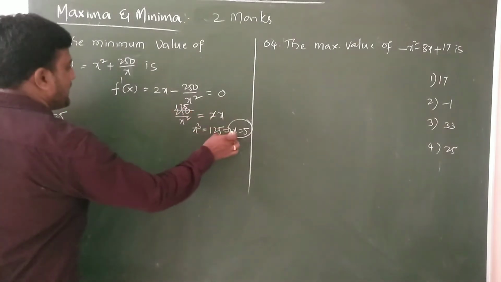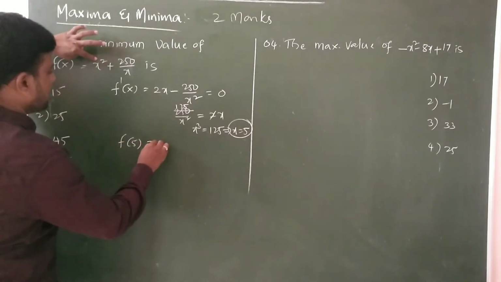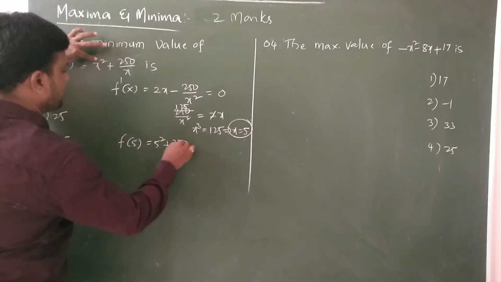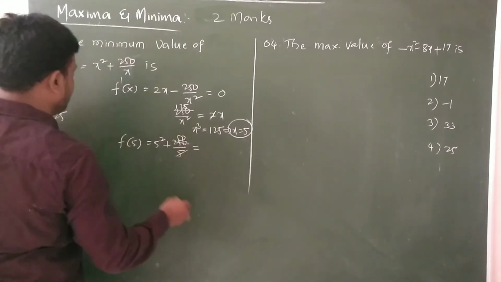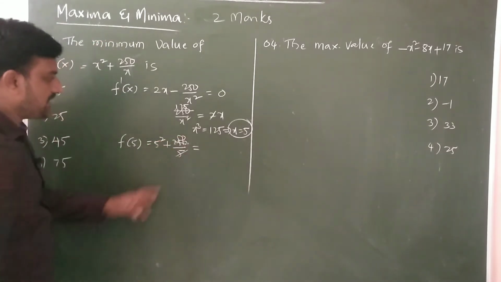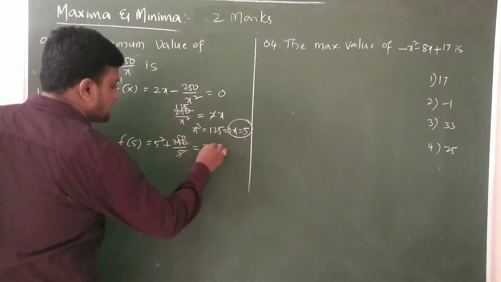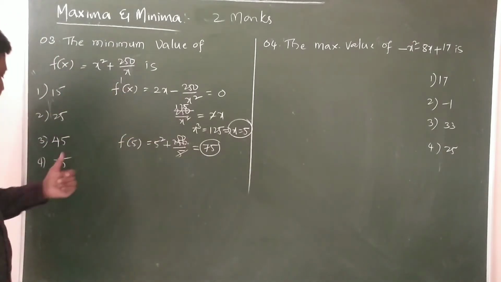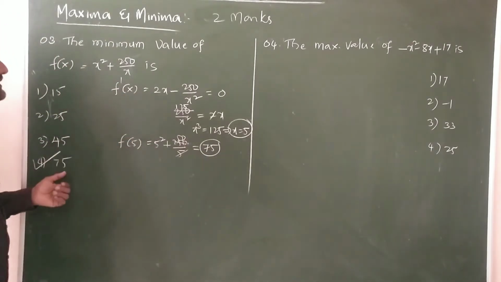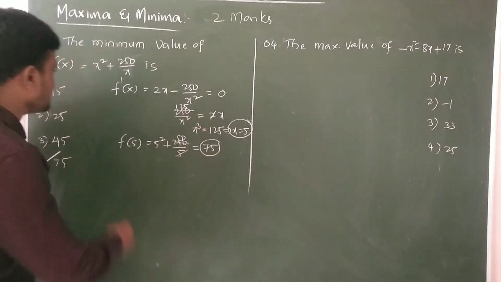Now we know f(5) equals what? f(5) = 5² + 250/5. 250 by 5 is 50, so 5² + 50 is 25 + 50, which is 75. That is a maximum or minimum value. Definitely the answer will be 75, but we have to check whether it is a minimum or maximum. How to check that?